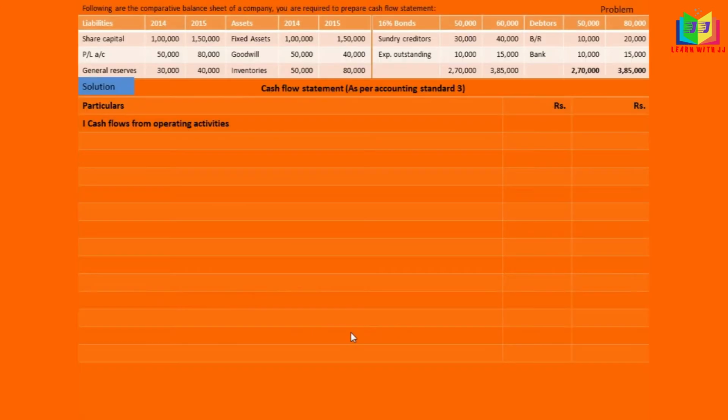Yes, we'll start doing the problem. First we'll start with the cash flow from operating activity. In that, first we have to write the closing balance of your profit and loss. This is the closing balance, that is 80,000. And we have to subtract the opening balance, that is 50,000. If we do that, we get 30,000 as the net profit.